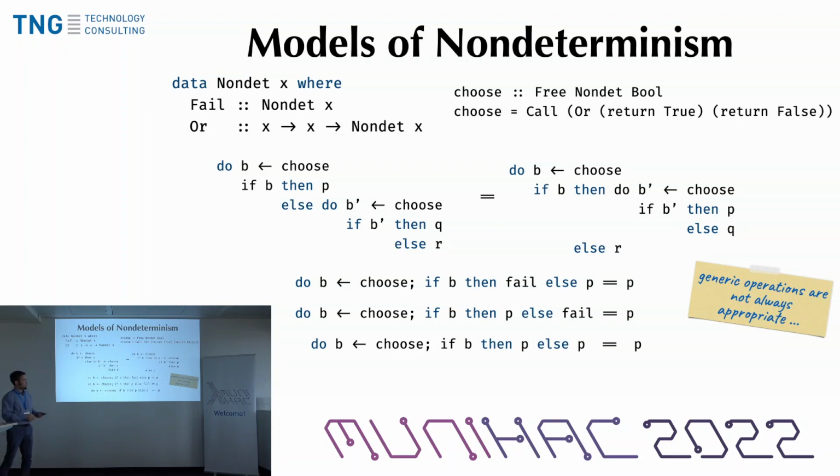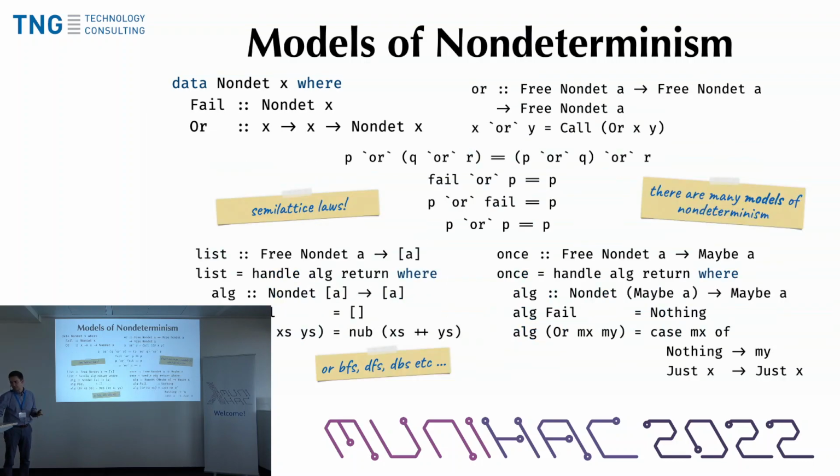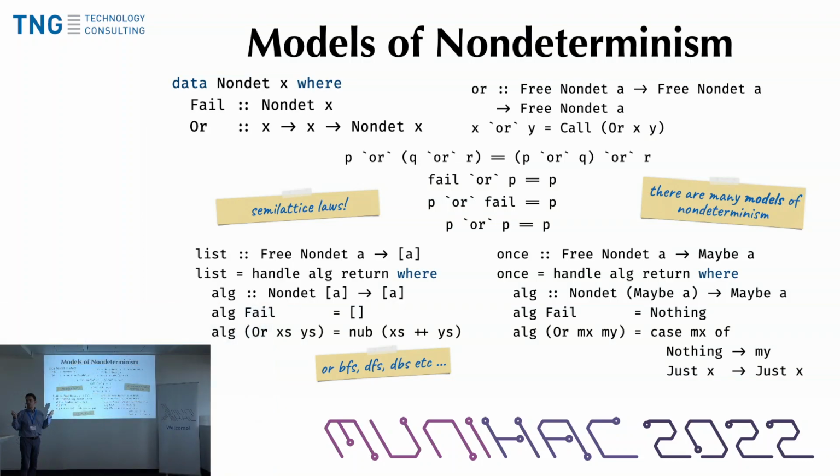So the point is that generic operations aren't always appropriate, but they might be. You'll notice when you get good at this kind of thing that you might want something like what we call semi-lattice laws to hold on the OR operation. So you want the OR operation to say something about how non-determinism should work. So failure doesn't matter: if you're failing on one side, the other side can succeed, and vice versa. If you're just ORing on the same thing twice, then you should preserve it. And then you've got this associativity law. And it turns out that there are obviously many different models of non-determinism. And what that means is there are many ways of interpreting how OR works.